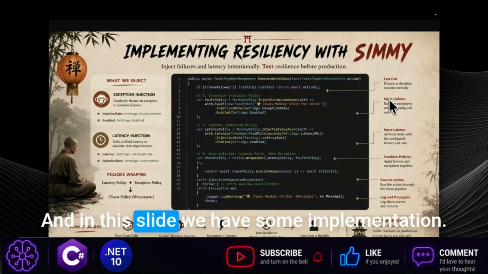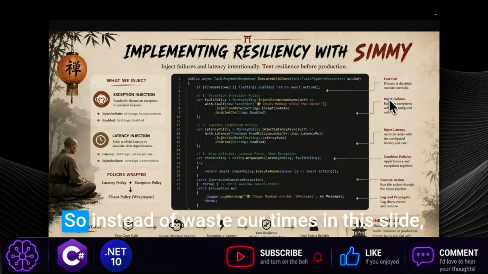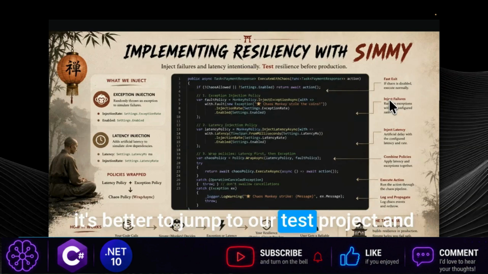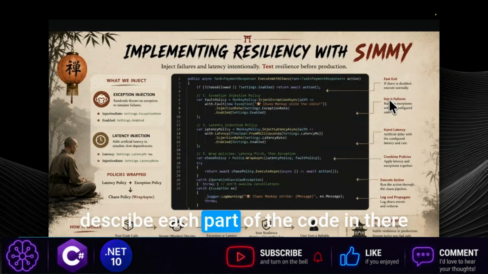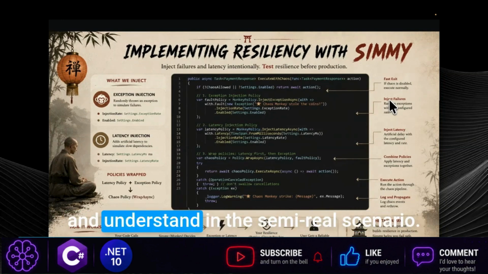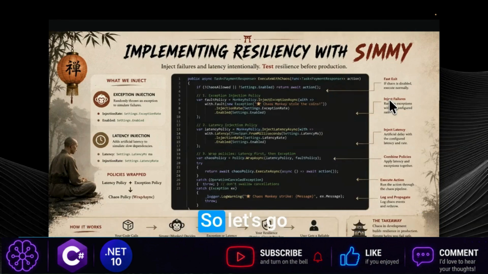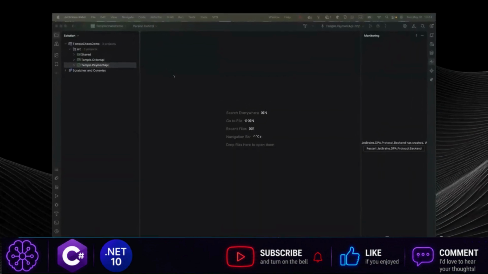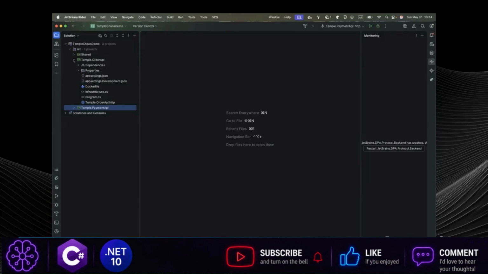And in this slide, we have some implementation. We will use it in our code. So instead of wasting our time on this slide, it's better to jump to our test project and describe each part of the code there and understand it in a semi-real scenario. So let's go. Okay, in our test project, we have two services as microservices, and in one of them we have the order API, which calls the payment API. So let me jump to the order API to see what we have in there.